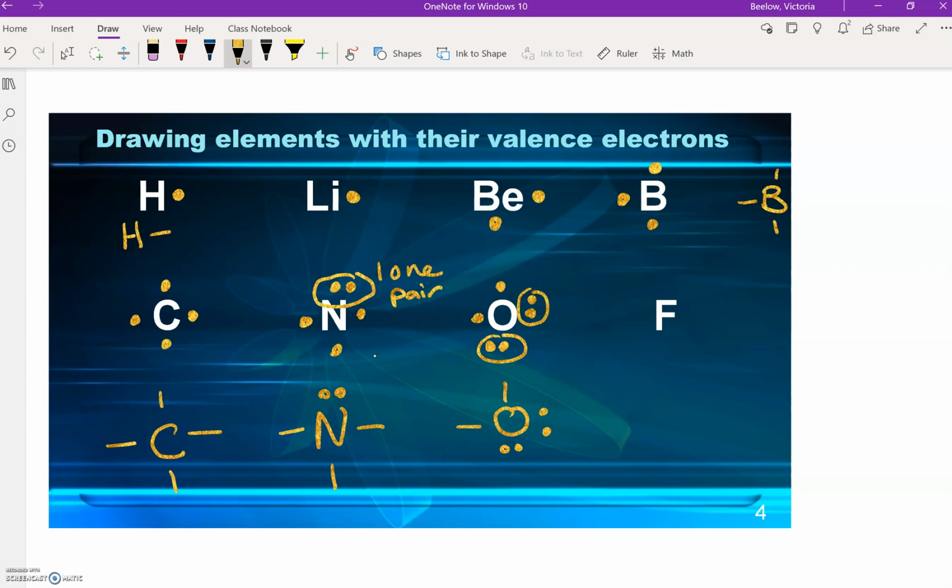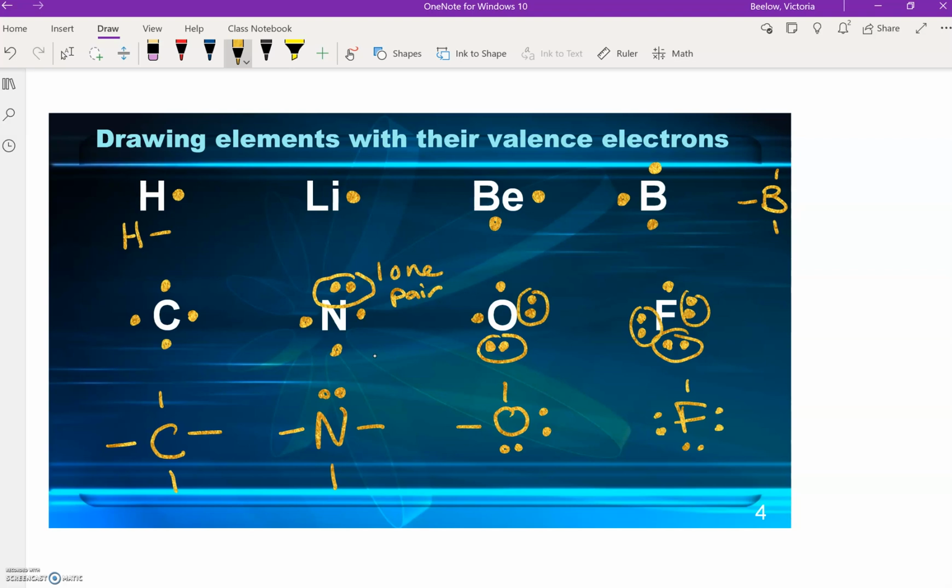And our last one is fluorine. This is in group 17. It has 7 valence electrons. So I'm going to go ahead and start on this side. So 1, 2, 3, 4, 5, 6, 7. So fluorine will have 3 lone pairs, and it can actually only form 1 bond.